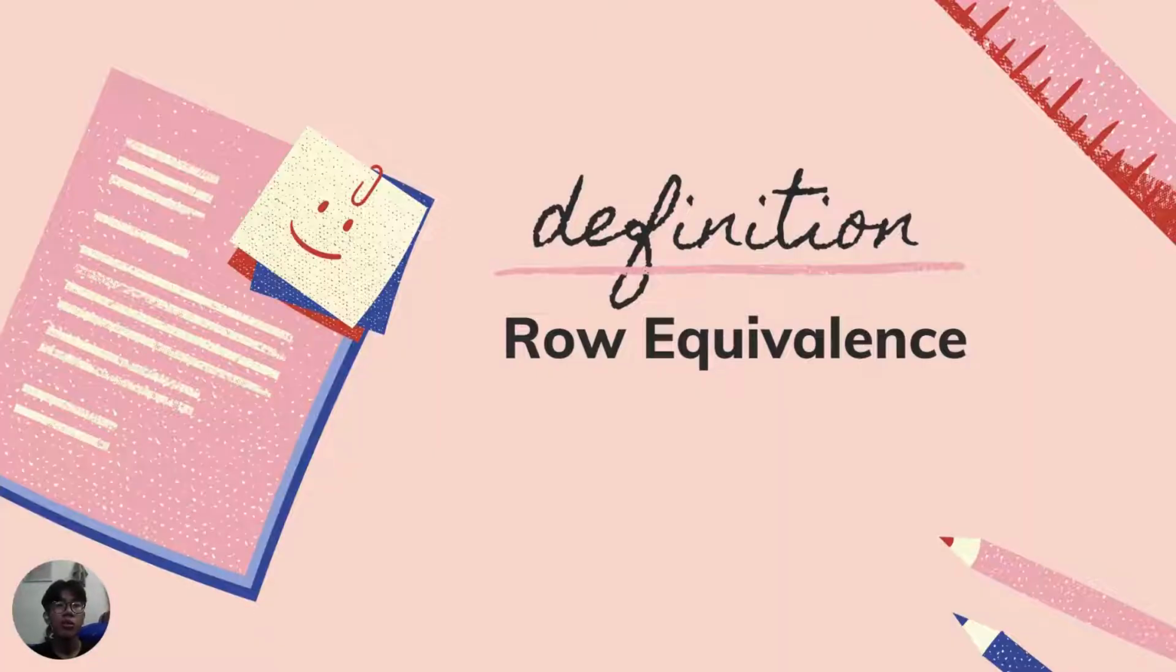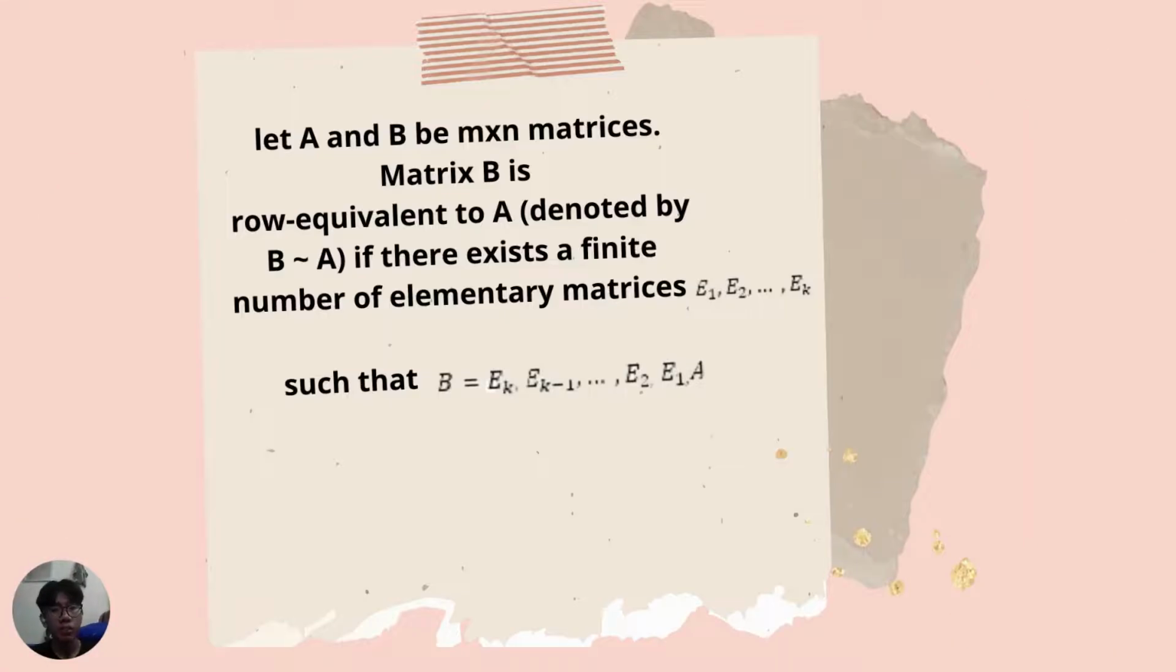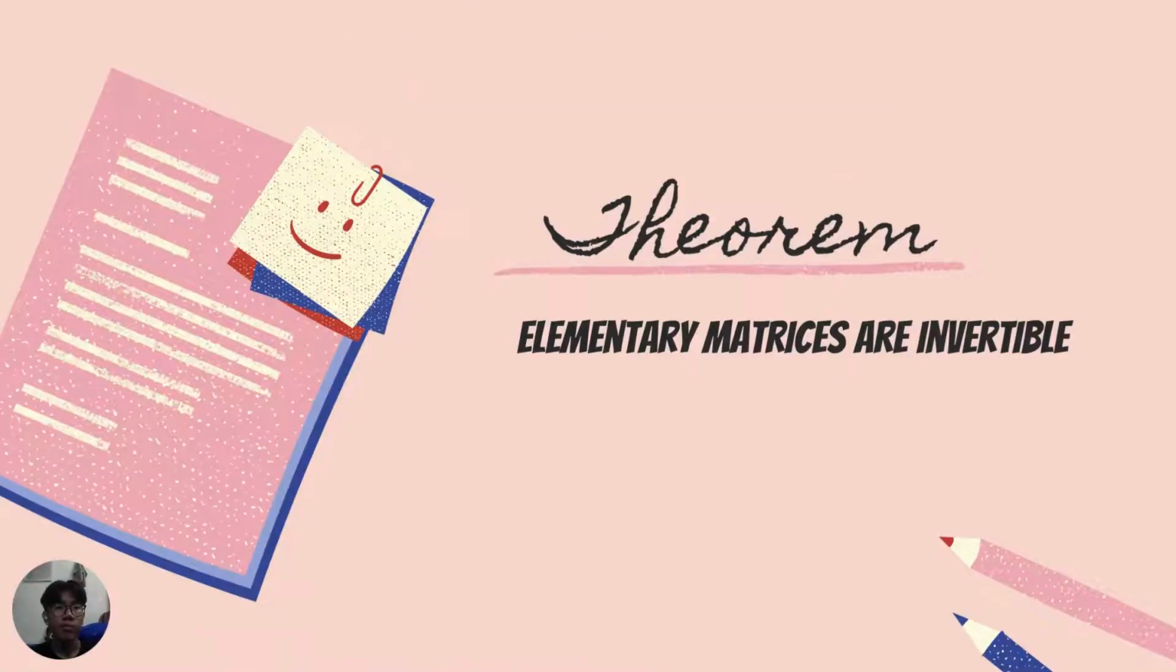Next up, we're going to see the definition of row equivalence. Let A and B be m by n matrices, which is not a square matrix. Matrix B is row equivalent to A if there exists a finite number of elementary matrices E1, E2, and so on, such that B equals Ek, Ek minus 1, and so on, E2, E1, A.